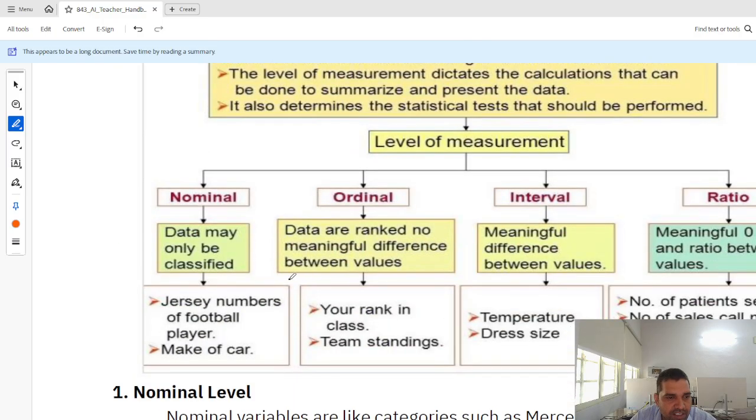Now see in the nominals, just as we have discussed, data may only be classified, maybe just the numbers of football players, maybe the make of car model. Ordinal data: rank, your ranking, class for second, your team standings. Interval: temperature data, dress size data, meaningful differences between values. And ratio: meaningful 0 point, ratio between values, like the number of patients seen, number of sales calls made, distance students travel. These are the numbers we get, that is the ratio.